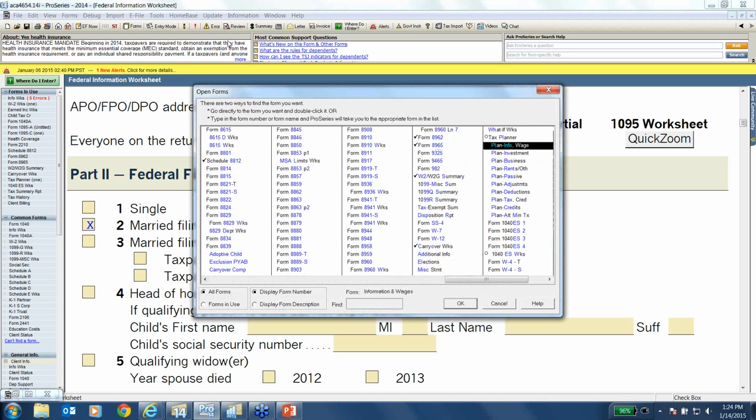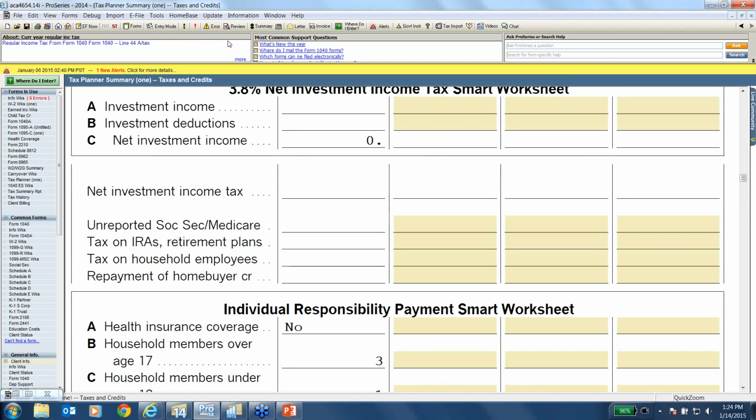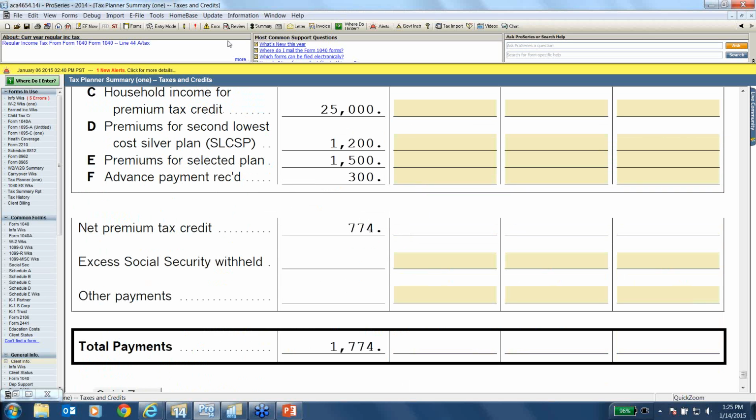Another thing to point out here is the tax planner. We go in here. We got that individual shared responsibility payment coming over for planning purposes. And then we also have the net premium tax credit. We also have other functionality in the client organizer for both ProSeries and LaCert. We've added questions and fields to collect the right information.